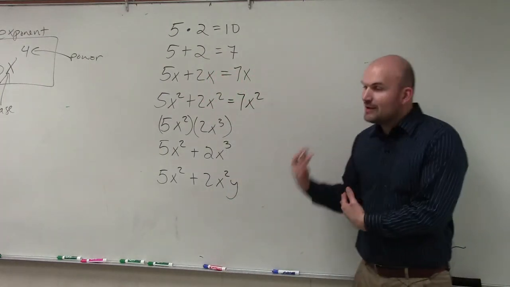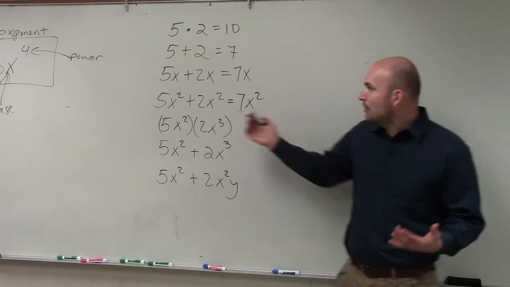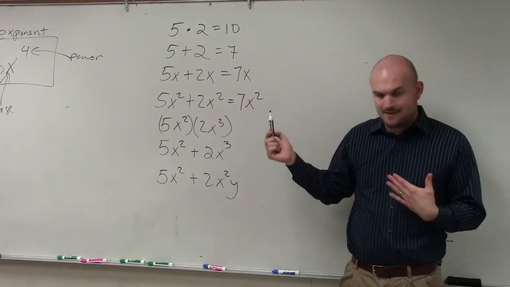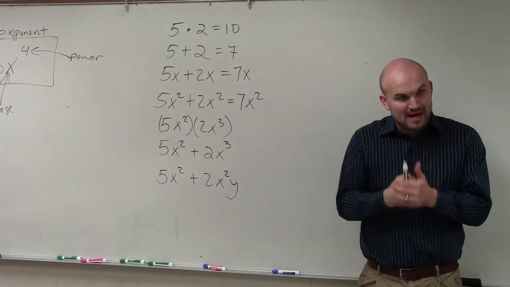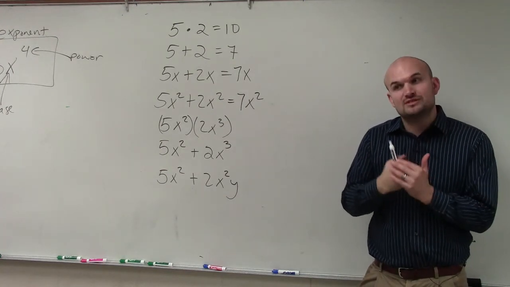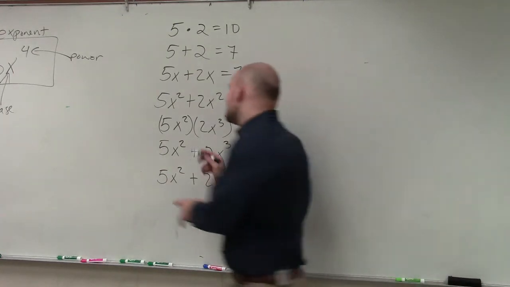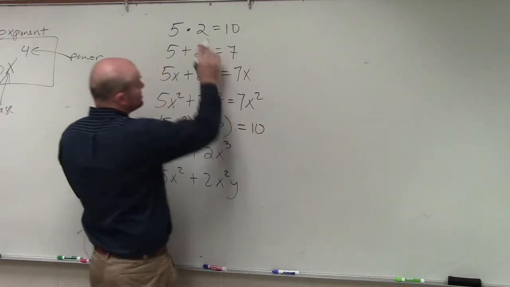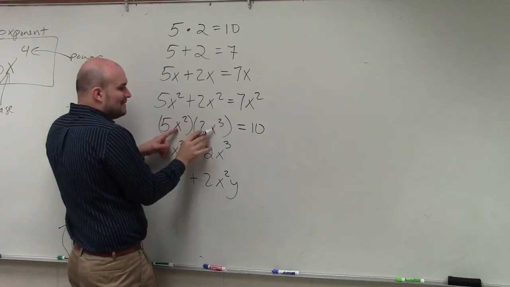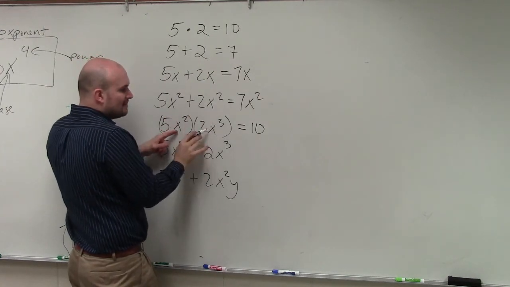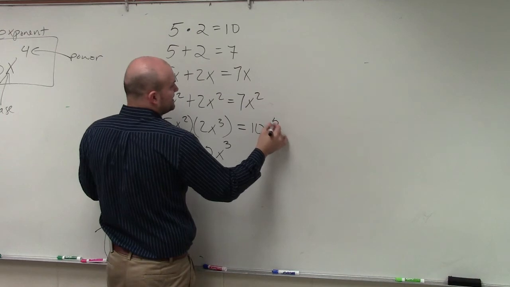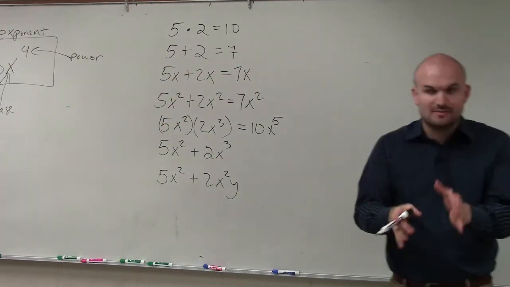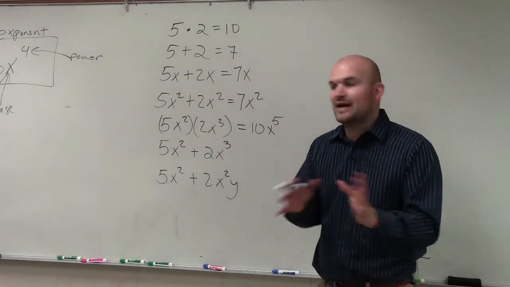All right? However, notice how when I added them, I just added the coefficients and the variable factor remained the same. However, when I'm multiplying monomials, you have to apply the rules of exponents. The rules of exponents tell us that we can multiply our coefficients, which would be 10, just like we did up here. But instead of keeping the variable the same like when you add, you now need to add the powers. So it would be x to the 5th. Okay, so that's where the rules of exponents come in. When you multiply or divide, you have to add or subtract the exponents.